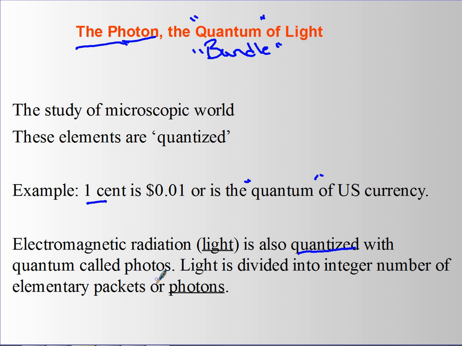All right. Now, in electromagnetic radiation, light is quantized. So it has tiny bundles called photons. So light is always divided into an integer, that's n equals 1, 2, 3, however many elementary photons. So I can have 5,000 photons, but I can never have half of a photon.